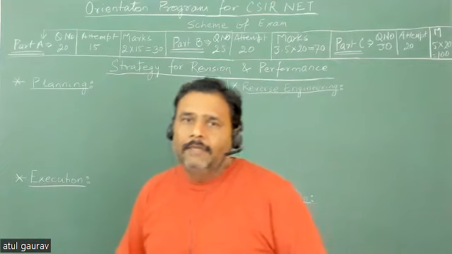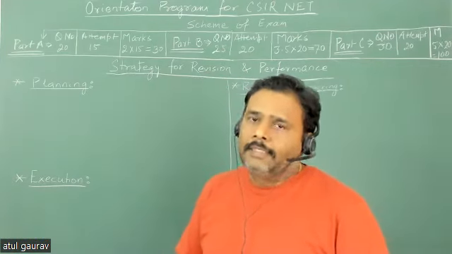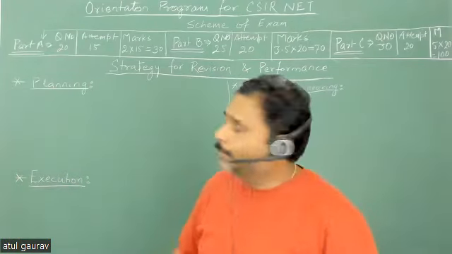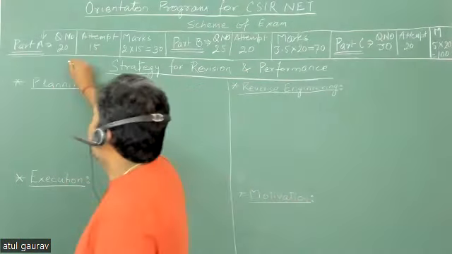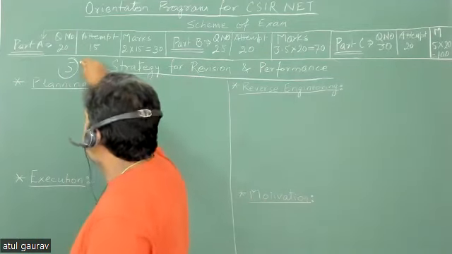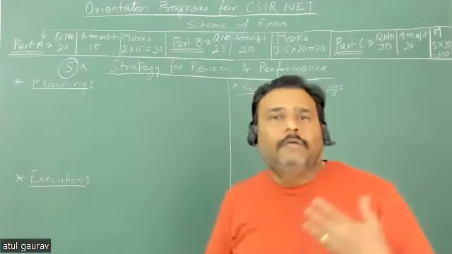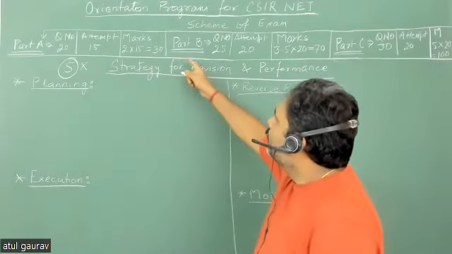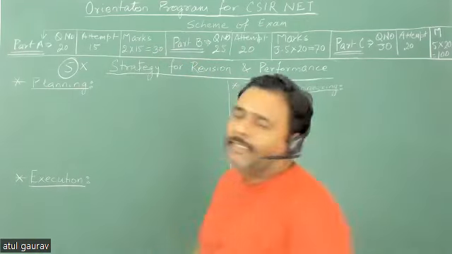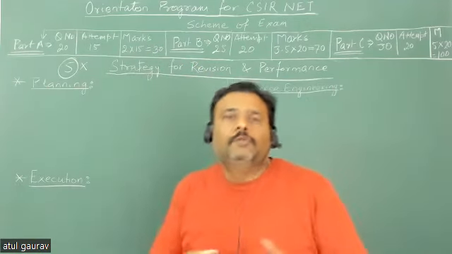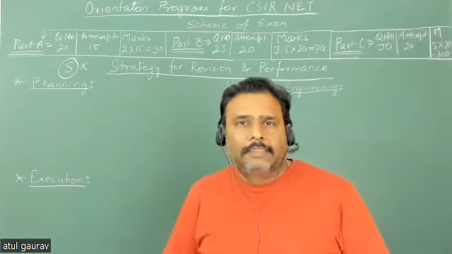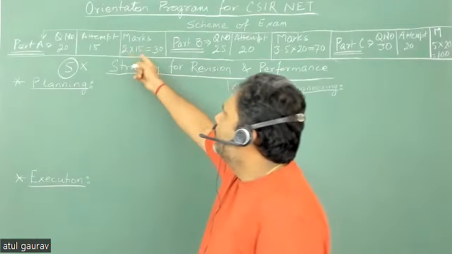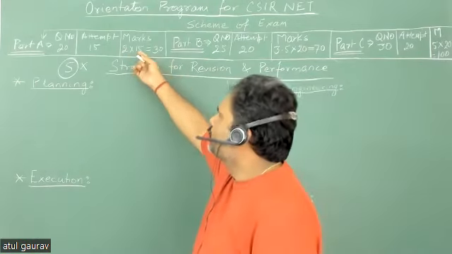The examiner will give you 20 questions in the question paper, but you have to attempt only 15 questions. So you have to leave 5 questions here. That means you need not attempt these 5 questions. It is very interesting. Here the total marks of part A is 30, and this is mainly for general aptitude and general logical reasoning type questions. So in part A you have to attempt a maximum of 15 questions with 2 marks each.